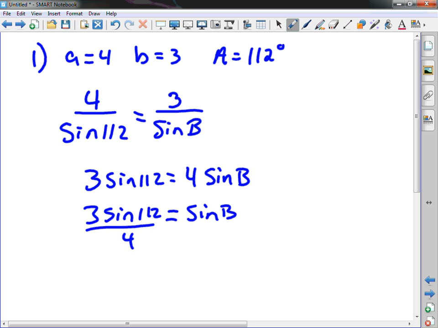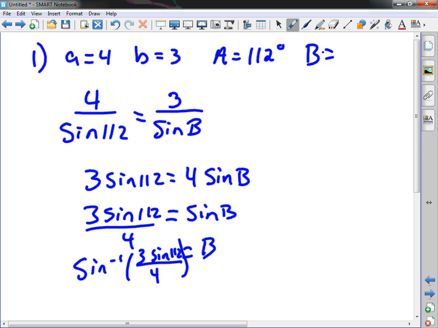And now to get rid of the sine on the right side of the equation, we have to use inverse sine. So B is going to be equal to the inverse sine of 3 sine 112 divided by 4. So when you punch that in your calculator, you're going to get B is approximately 44.1. And we can go ahead and write that at the top. And remember to use your squiggly lines for these angles and sides that we have to find, because they are approximations, they're not exact numbers.